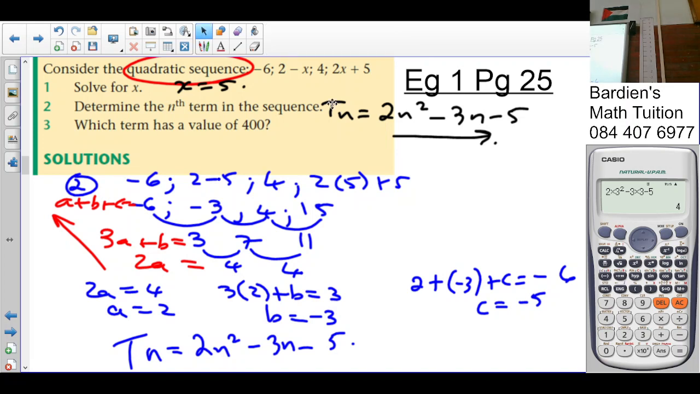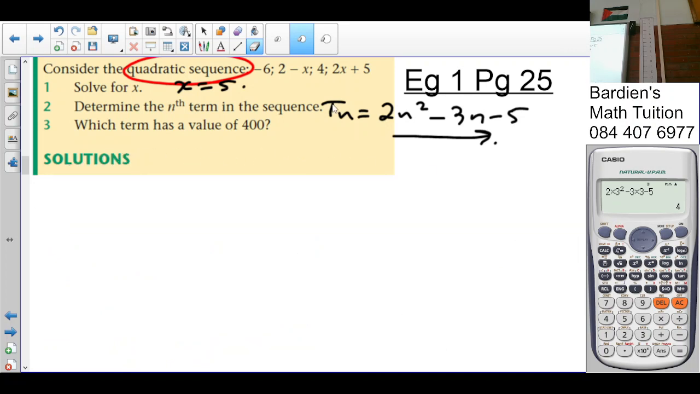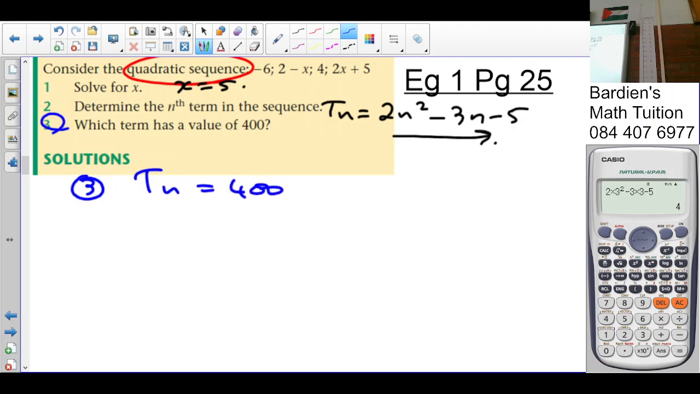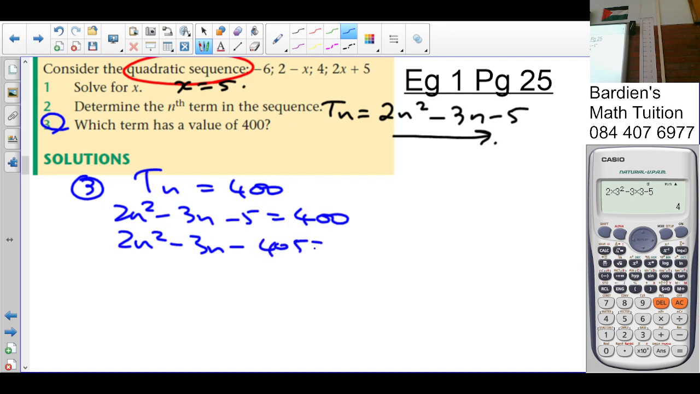Then I want to know which term, so I'm going to take this off so that I can keep the questions in focus. In question 3, which term has a value of 400? So the nth term is 400. We've got 2n squared minus 3n minus 1 is equal to 400. Take 400 over the equal sign, and it becomes 2n squared minus 3n minus 401 is equal to 0.